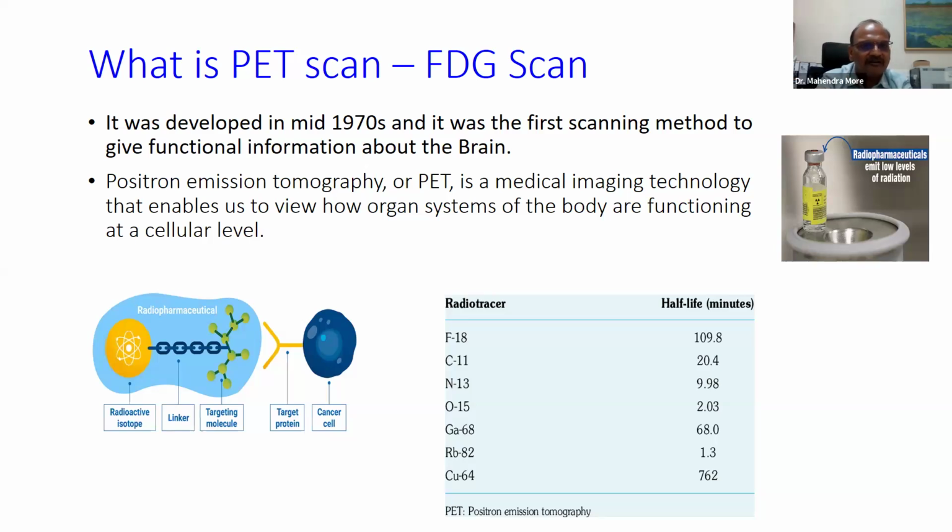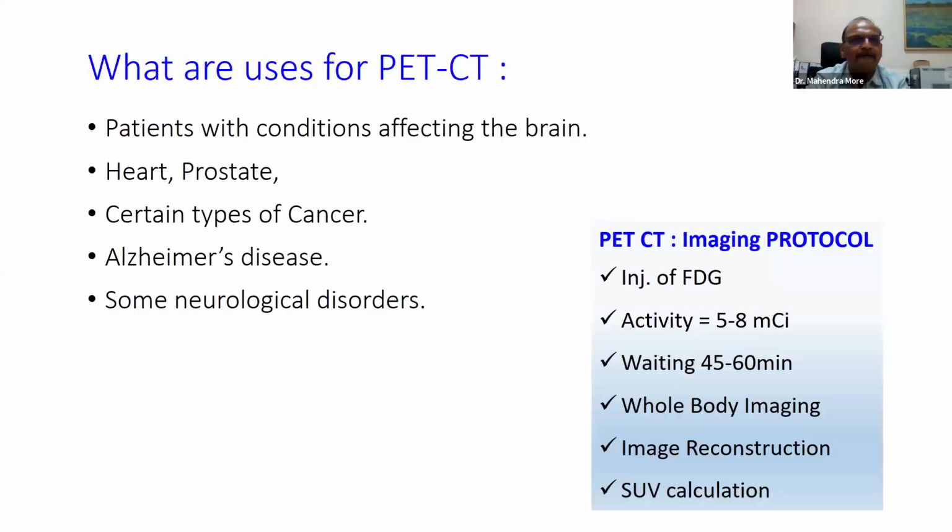So here also you will see the radioactive isotope. They are linked together with a protein and tagged, so that cancer cells can be found in the body with the fluorodeoxyglucose. Okay. The workflow is injection of the FDG; around 5 to 8 millicurie is injected. So there is a waiting time of around 45 to 60 minutes for all PET studies. The whole body imaging is performed. Images are reconstructed and the SUV, standard uptake value, is calculated.